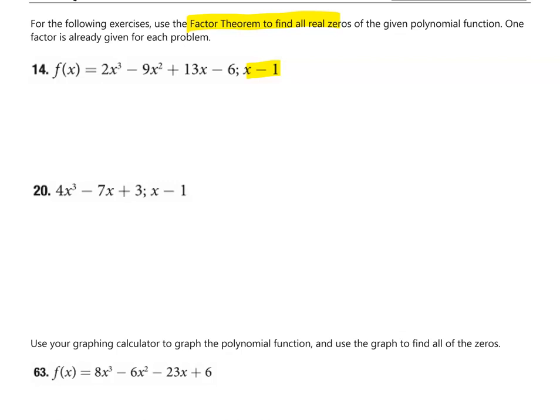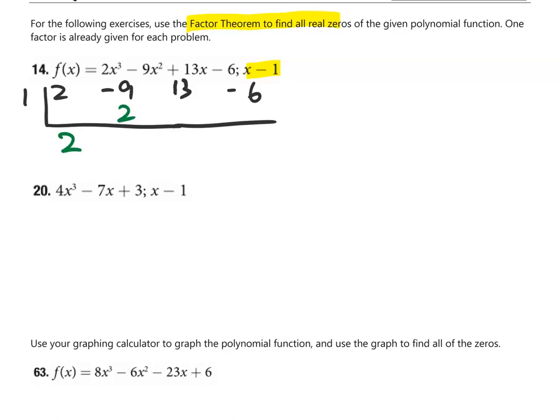So x minus 1, use positive 1. And then write down the coefficients. So 2, negative 9, 13, and negative 6. Then bring down 2, multiply 2 times 1 is 2, add negative 9 plus 2 is negative 7, times 1 is negative 7, add 13, multiply, positive 6, negative 6 plus 6 is 0. And we know that this is the remainder, constant, x, and x squared.